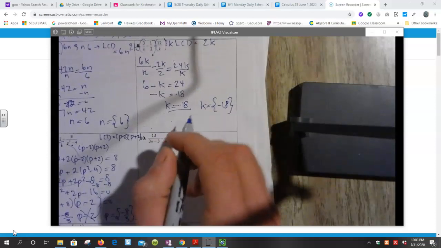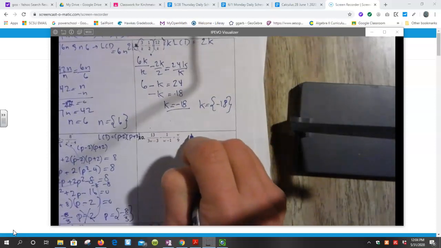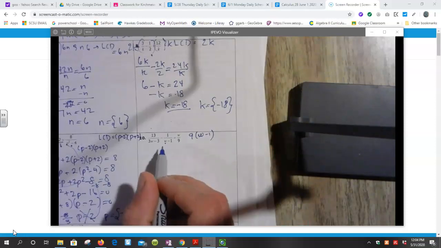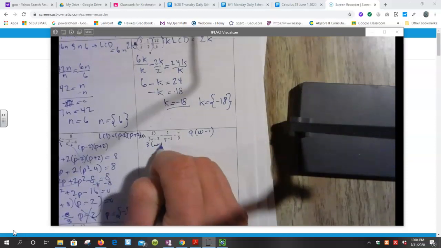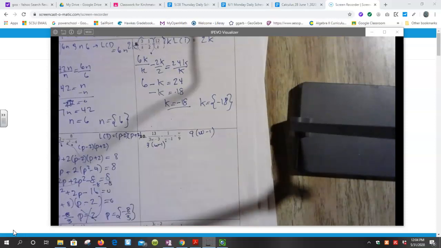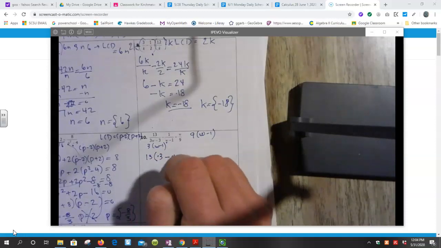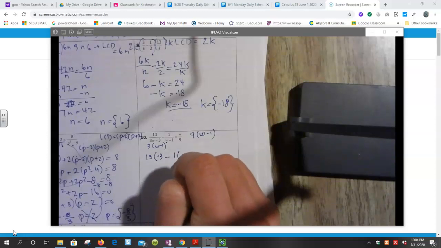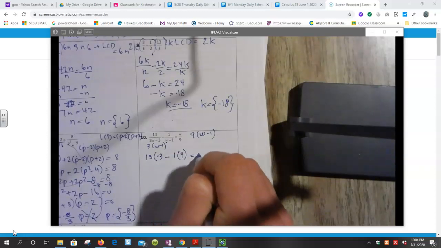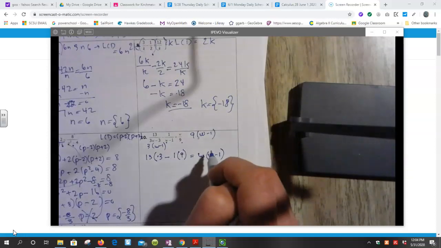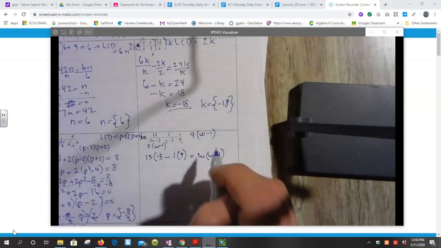Moving on here. Now what's our least common denominator here is going to be 9 times w minus 1. You need w minus 1 because you have this, and this is 3 times w minus 1. So if you just made it 9 times w minus 1, that would work. So it's going to be 13 times 3 minus 1 times 9 equals w times, what's missing? W minus 1. Because 9 goes in there, so it's w times w, right, that's right.